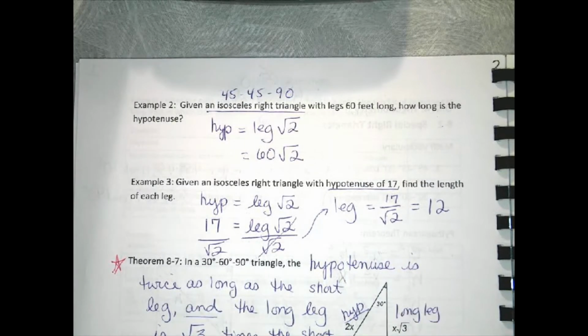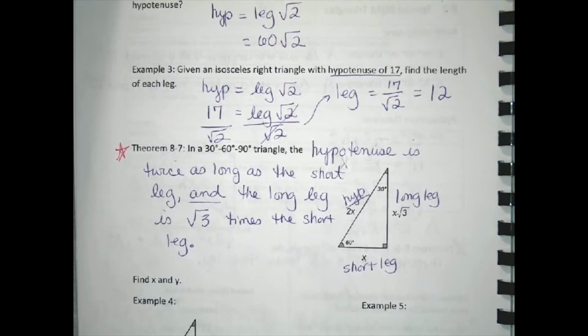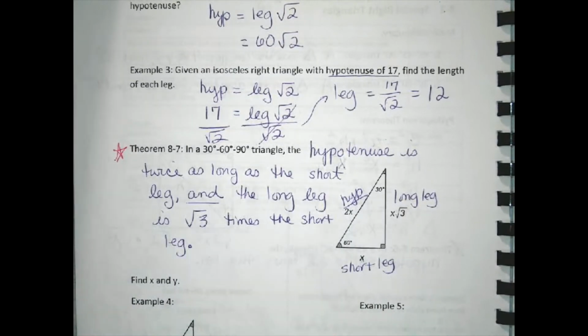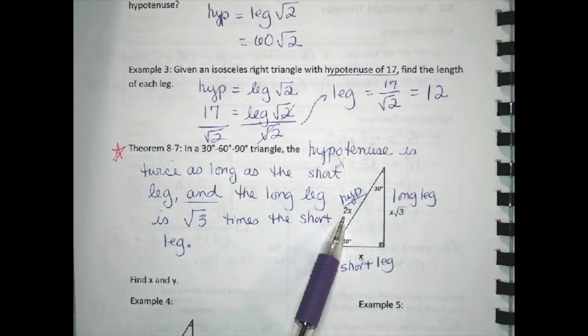In our next example, we're going to look at a 30, 60, 90 triangle. In this case, as we mentioned earlier, the hypotenuse is twice as long as the short leg, and the long leg is the square root of 3 times the short leg. So in this particular example, if my short leg is x, my hypotenuse would be 2x, and the long leg would be x square roots of 3.